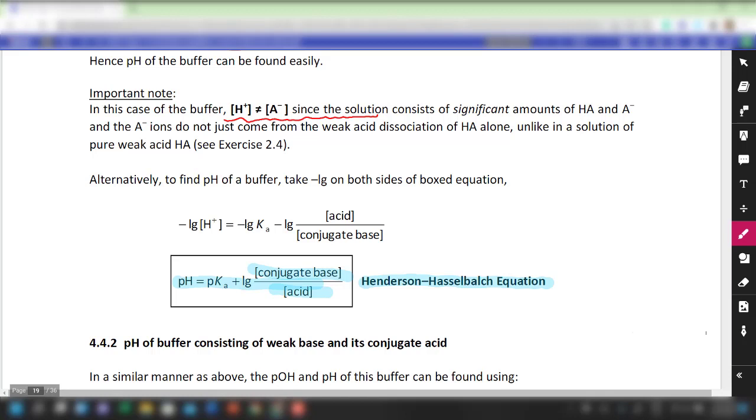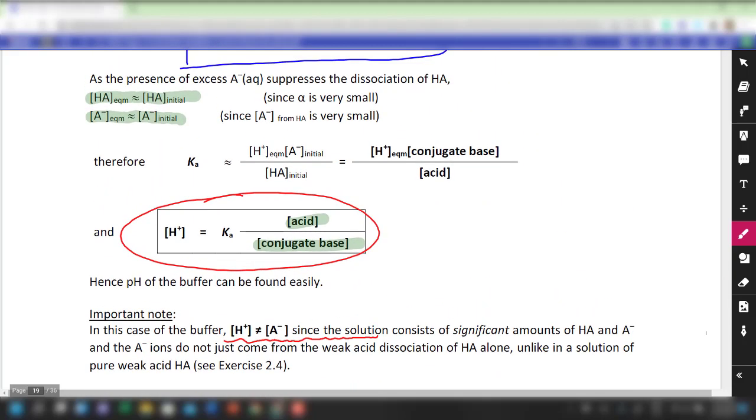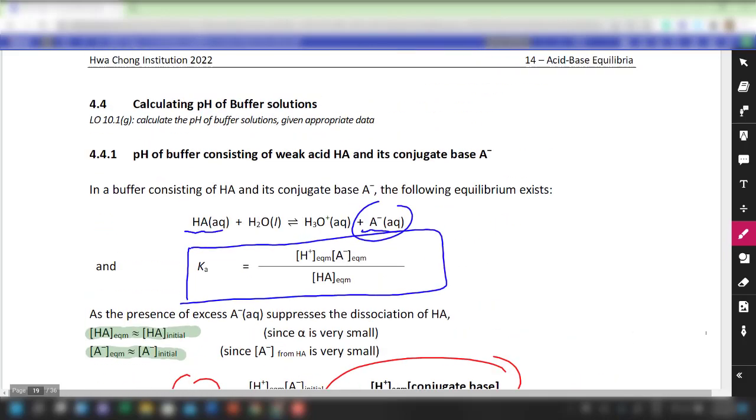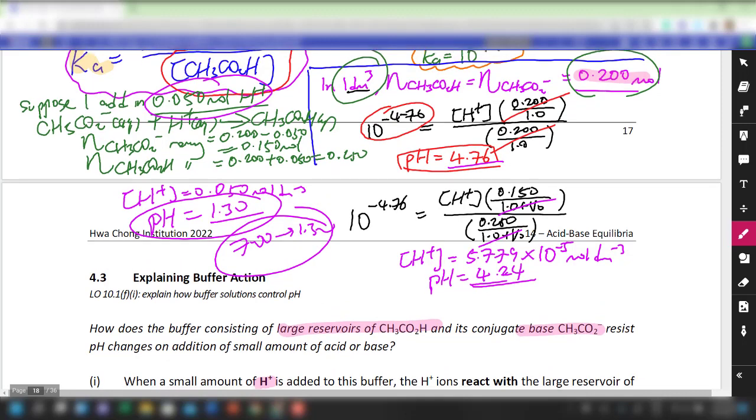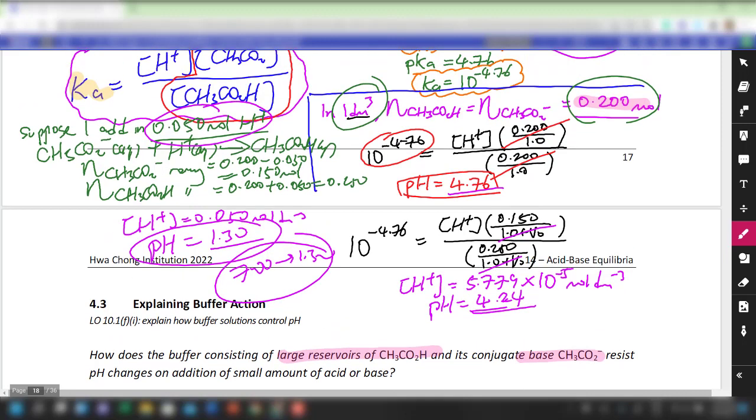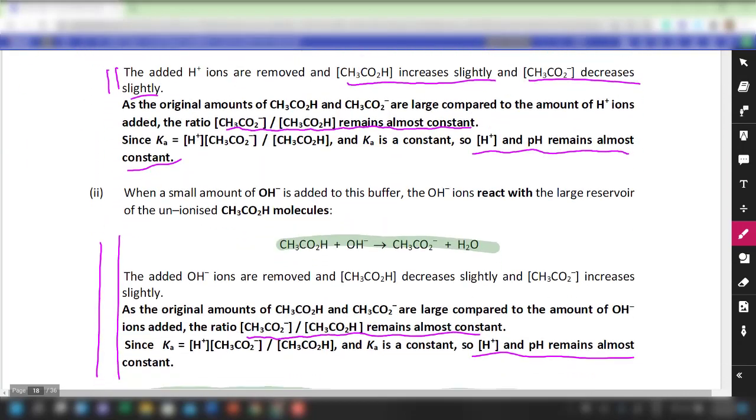There isn't a need to commit this expression to memory for a very simple reason: if you do not like to use this expression, you can simply fall back onto the Ka expression and you can still calculate the pH, like what I did earlier on. Can you see over here, I did not use the Henderson-Hasselbalch equation. I simply used the Ka expression, calculated the concentration of H plus and then determined the pH. So it can be done quite easily.